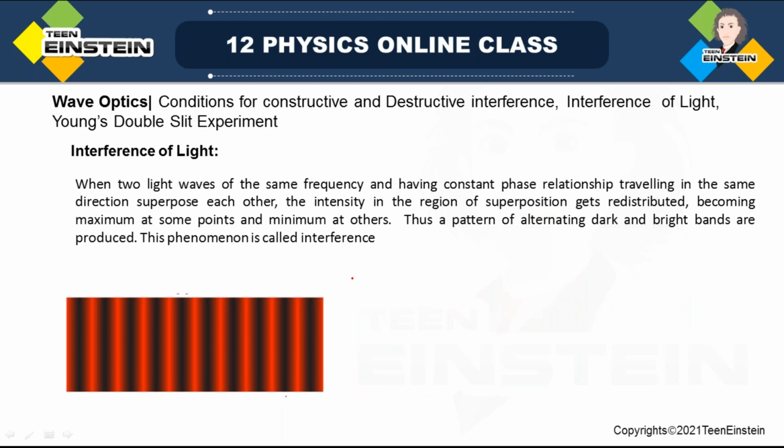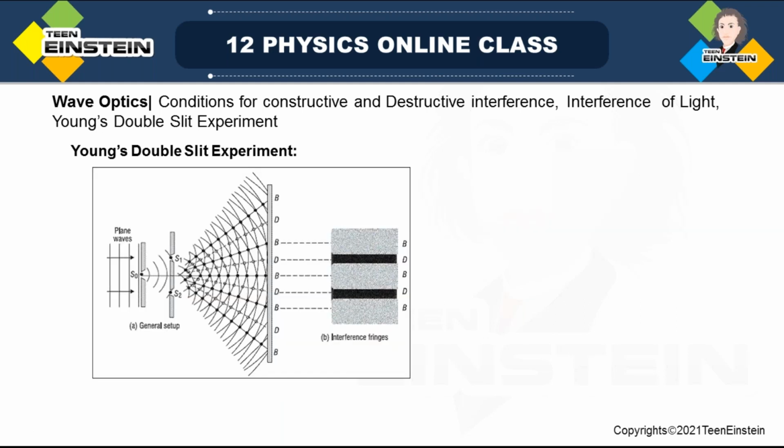Two light waves, when they are superposing, the intensity is getting redistributed, becoming maximum at some points and minimum at others. Thus a pattern of alternating dark and bright bands is produced. This phenomenon is called interference of light. I hope you have understood this. Now we'll go to Young's double slit experiment.